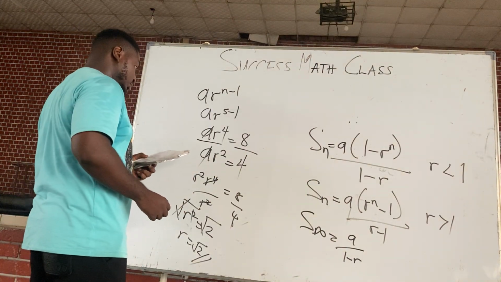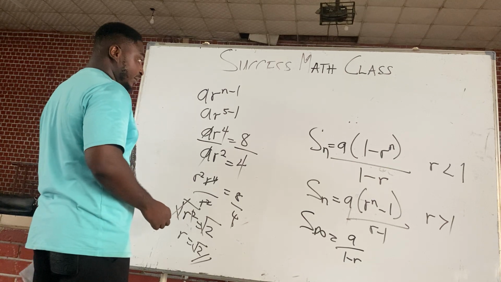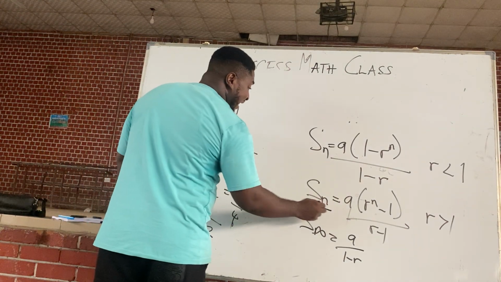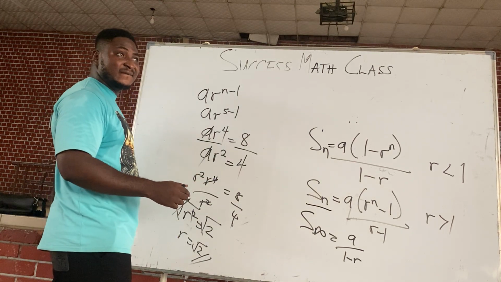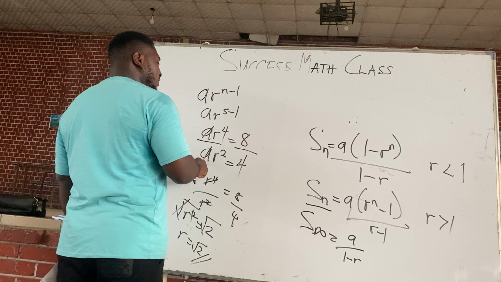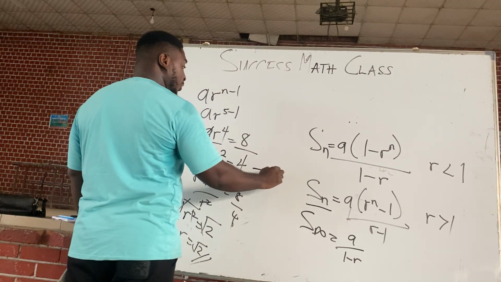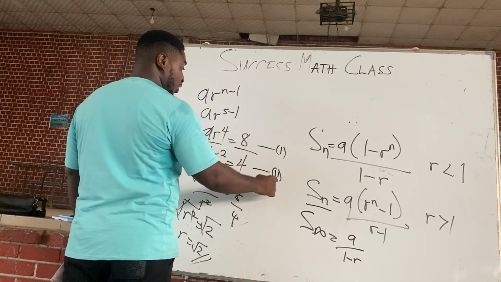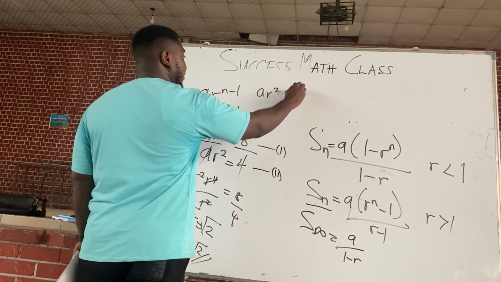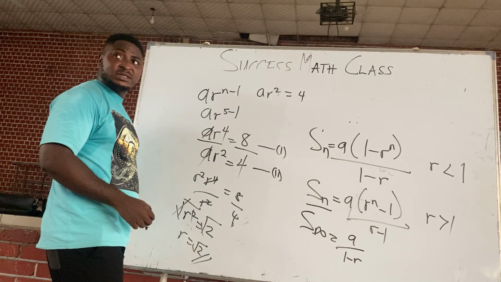Class, with this we have our R, and with our R we can get our A. Because to find the sum of any term, class, we need A and R. We have R now, let's go and get A. We know that AR squared is 4 from equation 2.